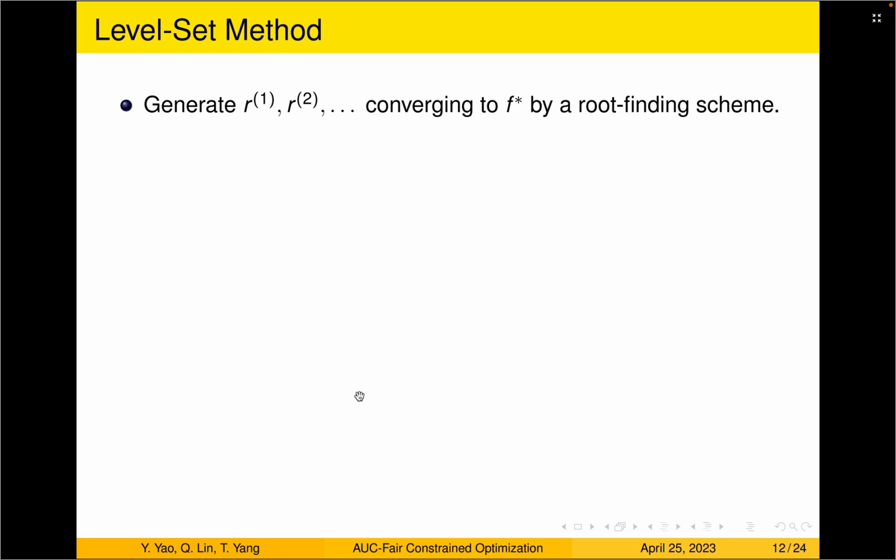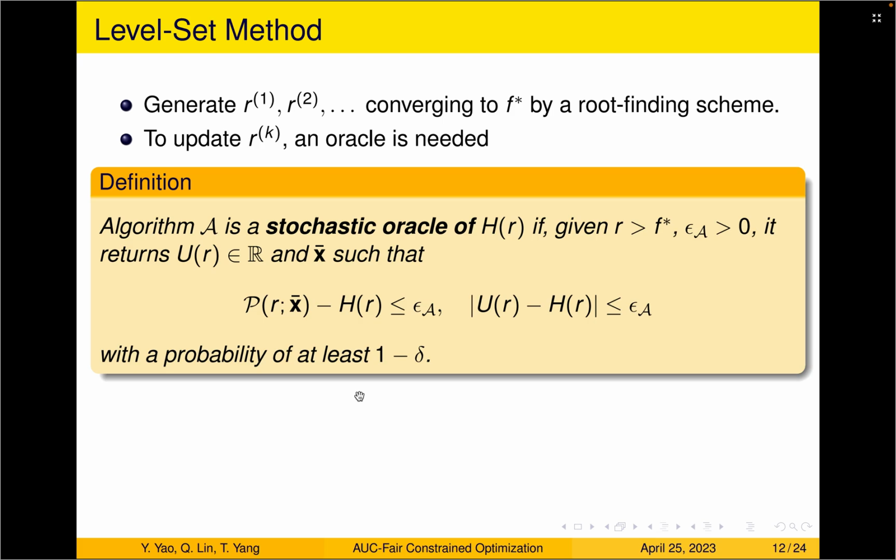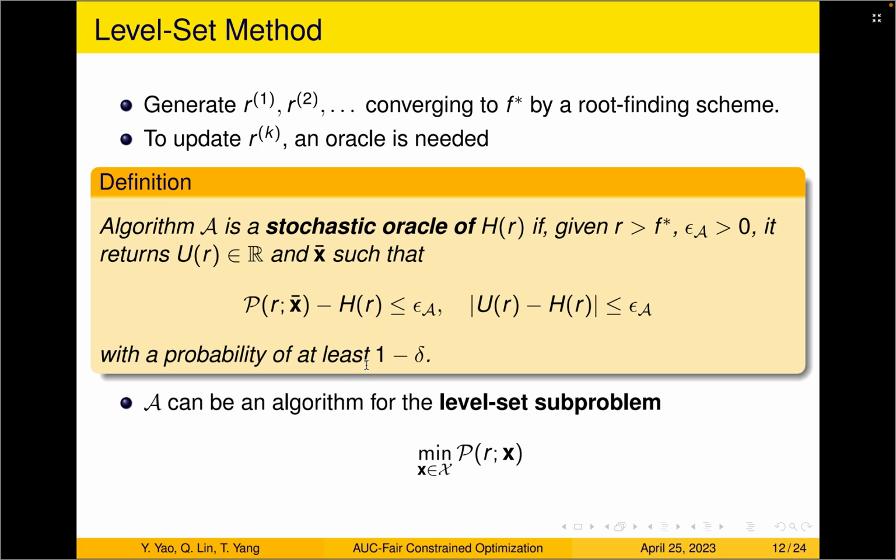So the level set method generates a sequence of r convergent to f star by a root finding scheme. However, we need an oracle to update the r_k. So we define a stochastic oracle of h_r: if given r larger than f star and a tolerance epsilon_A, the algorithm can return an upper bound and x bar such that these two conditions are satisfied. So here, this oracle can be an algorithm for the level set subproblem, which is minimize p_r(x).